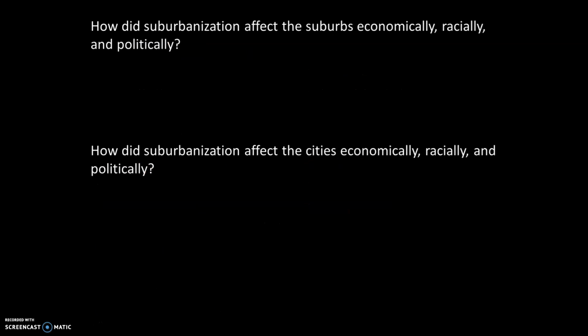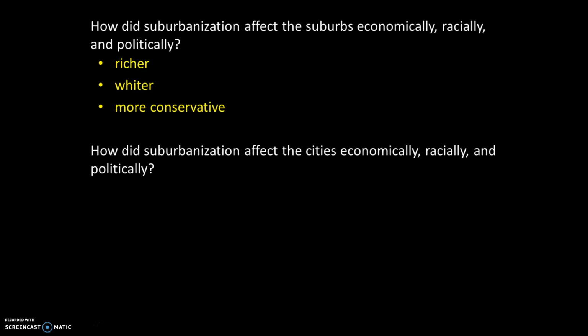The next two questions have to do with suburbanization and how it affected both the suburbs and the cities. As more people moved out of the cities and into the suburbs, the suburbs, in short, became richer, whiter, and politically more conservative. And as the suburbs grow in population, we'll see, once we get into the late 70s and into the 80s, how this is going to affect national politics as the U.S. becomes more conservative politically in that time, leading up even through to today.